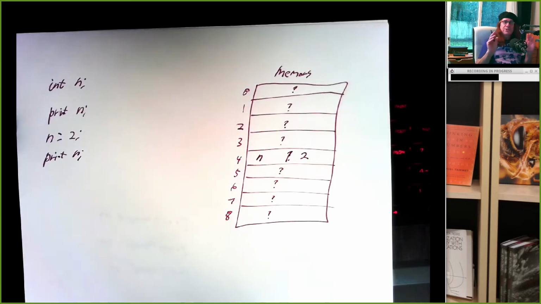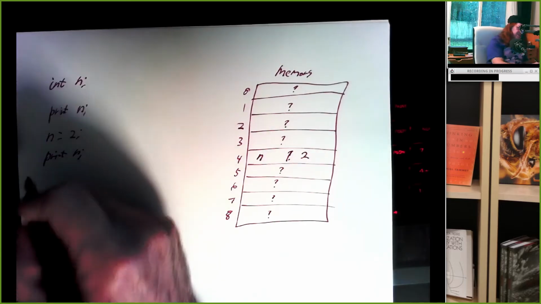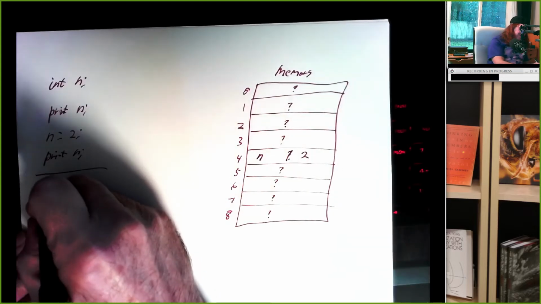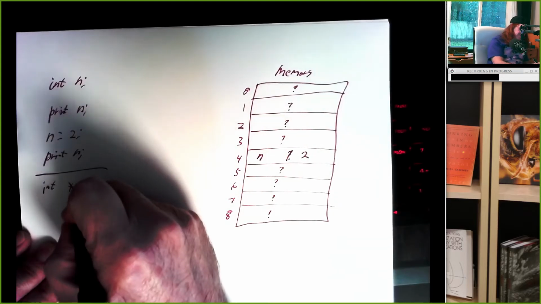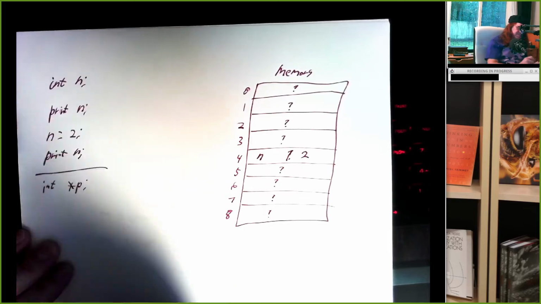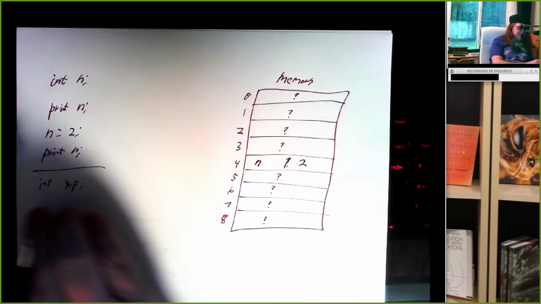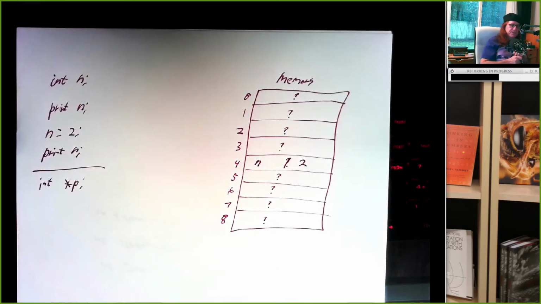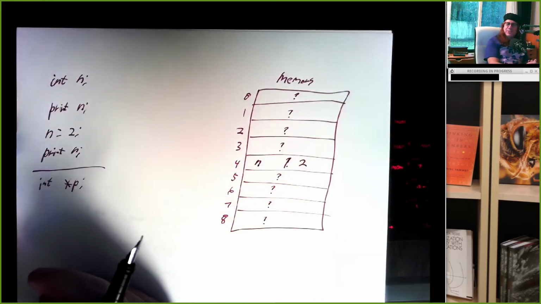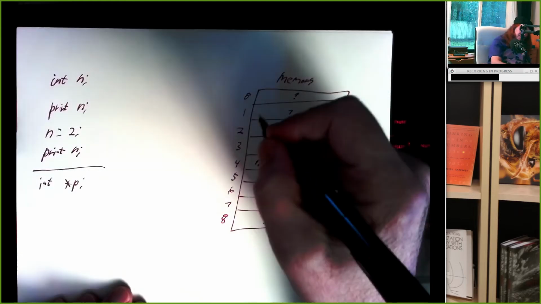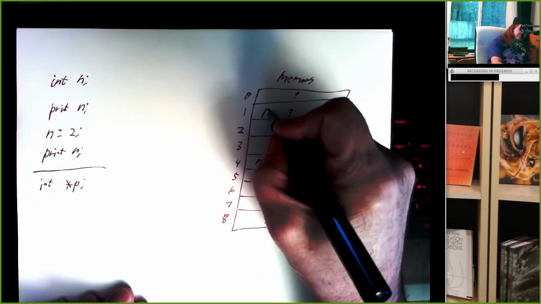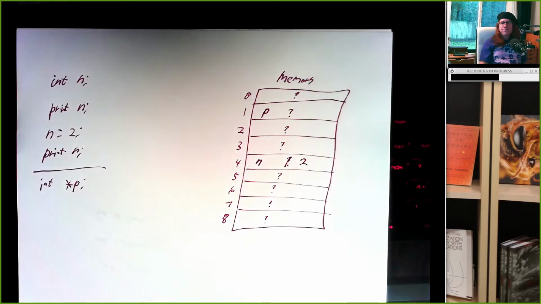Alright, so those are plain variables. Those are just integers, characters, things like that. Now suppose I say integer star p. So I'm making p to be a pointer to an integer. Well, p is still a variable. It's got to be stored somewhere in memory. Where's it going to be stored? I don't know. Maybe the compiler and linker decide we'll store p at location 1.